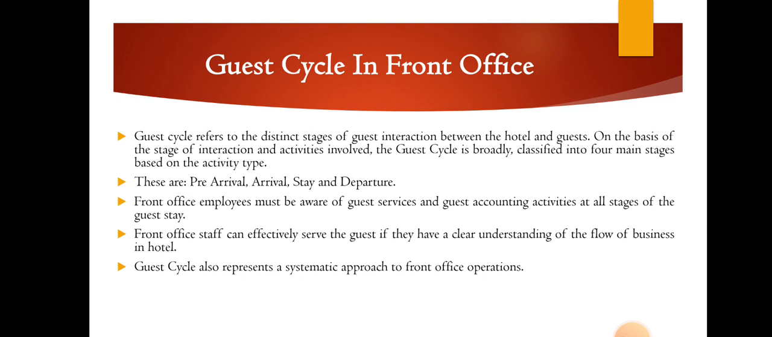Guest cycle refers to the distinguished stages of guest interaction between the hotel and the guest. On the basis of the stage of interaction and activities involved, the guest cycle is broadly classified into four main stages based on the activity type. These are pre-arrival, arrival, stay, and departure.